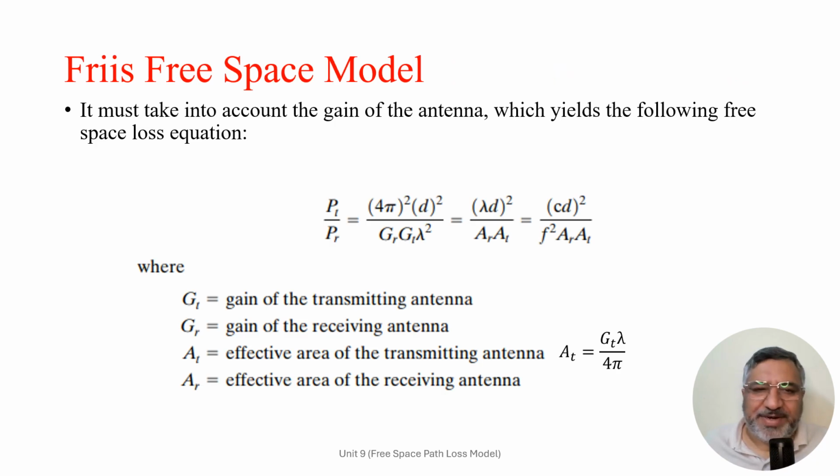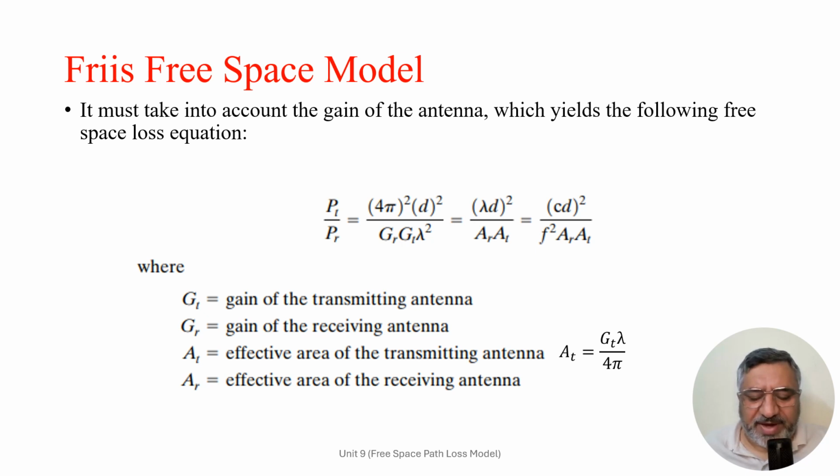Friis's model is a further improvement of the free space path loss model. In this model, we take into account the gains of both the transmitter and receiver antennas, which yields the following free space loss equation. It can be written as Pt over Pr equal to (4 pi) squared d squared divided by Gt Gr lambda squared, where Gt is the transmitter antenna gain, Gr is the receiver antenna gain, lambda is the carrier frequency wavelength, and d is the distance between transmitter and receiver. We can further simplify G in terms of effective area, effective aperture.